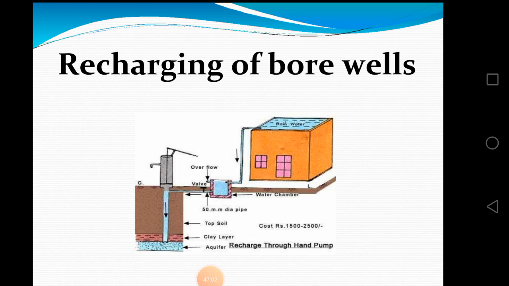From that, we use one small tank, and we can collect that water from the tank, and a 50 mm diameter pipe is connected to the borewell pipe. That is one of the methods to recharge the hand pumps, and also to recharge the aquifer. This is the simplest method and simplest technique to recharge the bore wells, and it will improve groundwater recharge, raise the groundwater table, and also recharge the aquifer system.